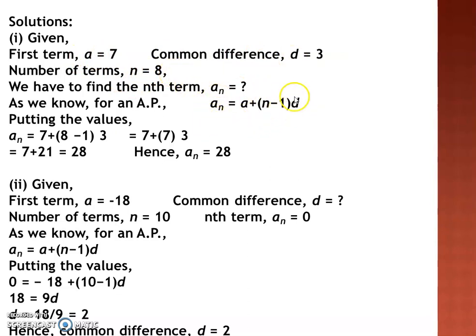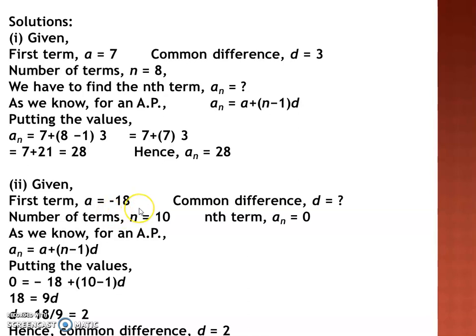Now this is the relation for nth term. It was already given earlier. An is equal to a plus n minus 1 d. Now you have to find the 8th term, that is n is 8. So you have to find a plus 8 minus 1 d, that is a plus 7d. So a is also there, d is also there. You can just substitute and find out. An, that is the 8th term, will be 28.